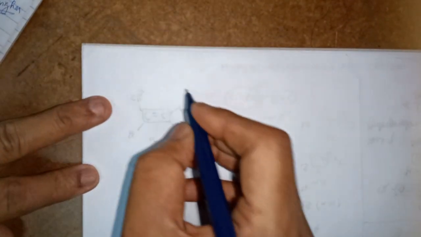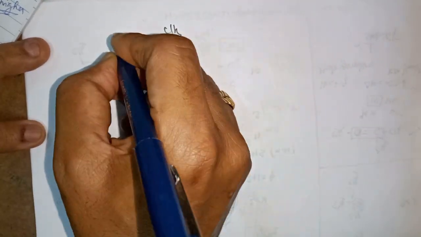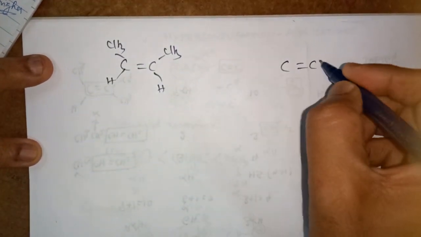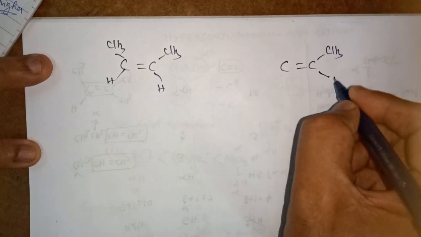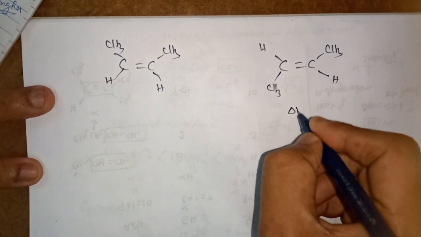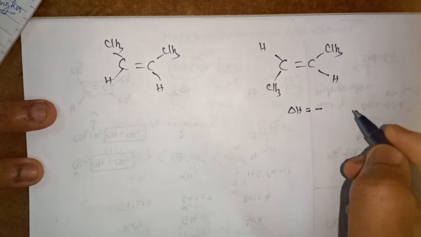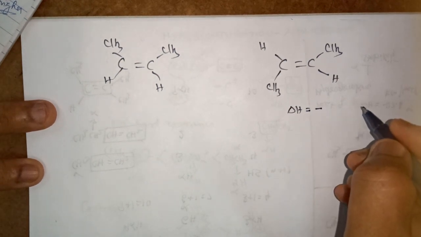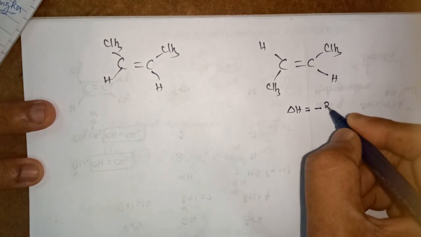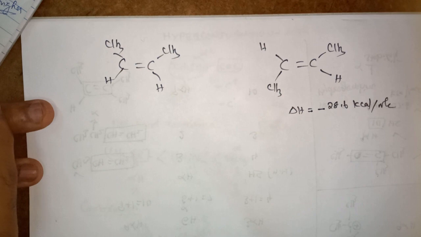Here I take 2 alkenes. One is C double bond C, with one CH3, one CH3, one H, one H. In the similar way, I take C double bond C, with one CH3, one H, one CH3, one H. For this I give you the del H value. What is the del H value for this? One value is given as minus 28.6 kilocalorie per mole.